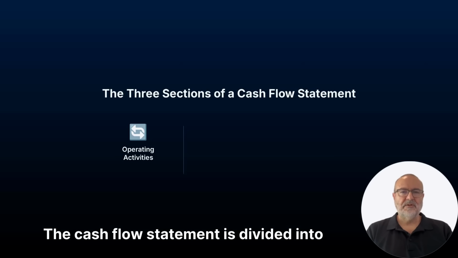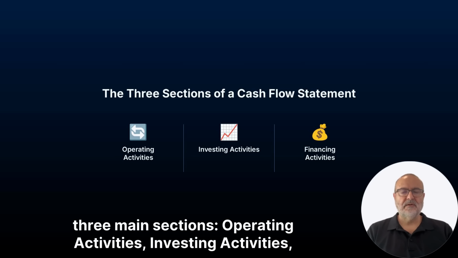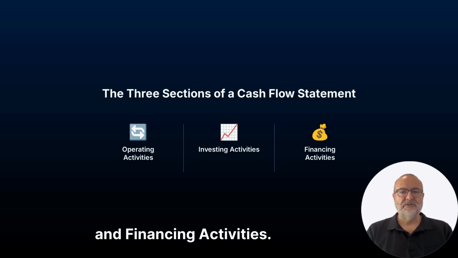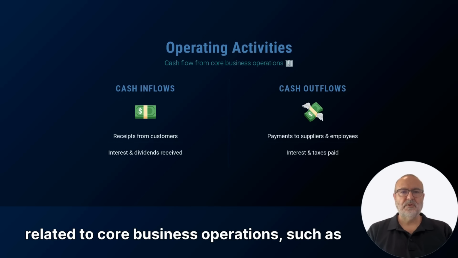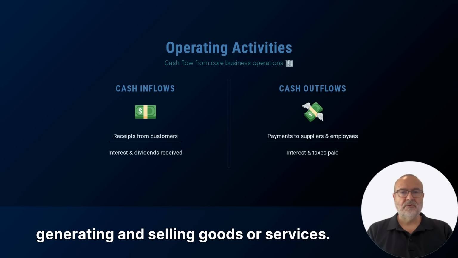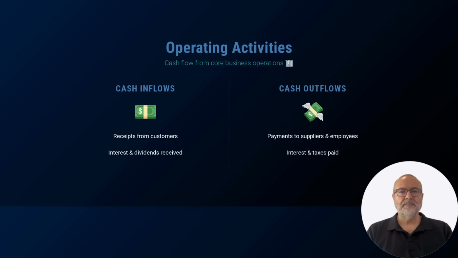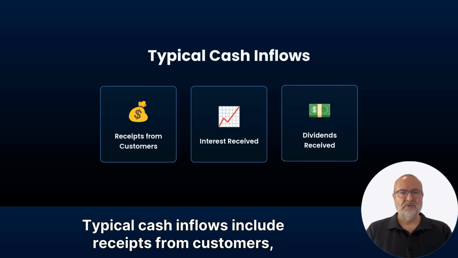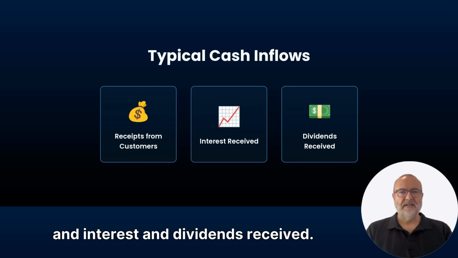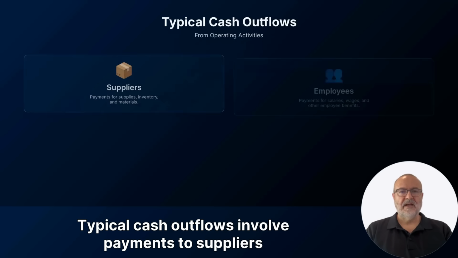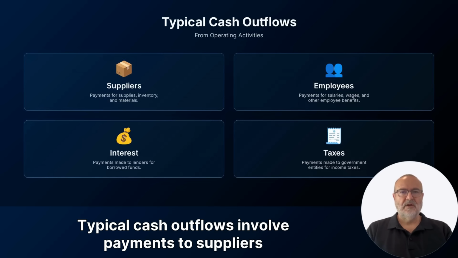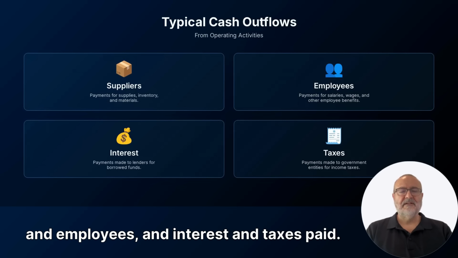The cash flow statement is divided into three main sections: operating activities, investing activities, and financing activities. Operating activities show cash inflows and outflows related to core business operations, such as generating and selling goods or services. Typical cash inflows include receipts from customers and interest and dividends received. Typical cash outflows involve payments to suppliers and employees and interest and taxes paid.